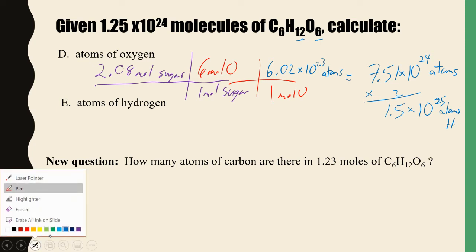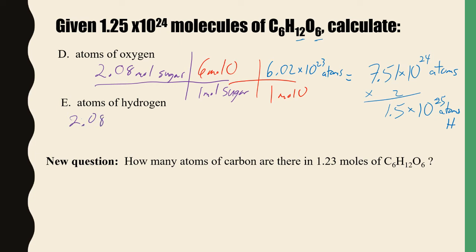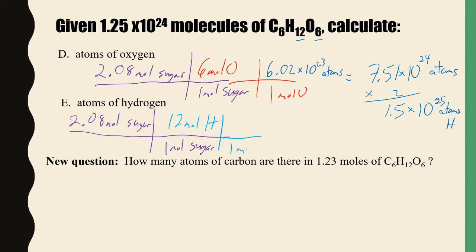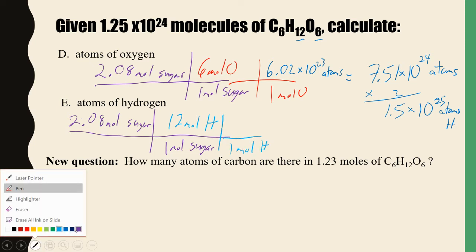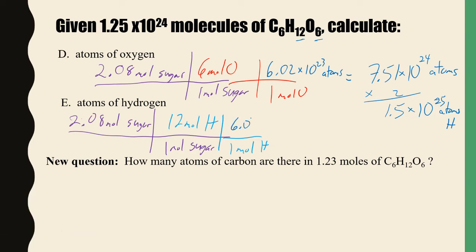Or you can do it the way we just did it above, where you start with your moles of sugar and then work your way that for every 1 mole of sugar, there are 12 moles of hydrogen. And then for every 1 mole of hydrogen, there's 6.02 times 10 to the 23rd atoms. All right. And then when you do that math, you get the same thing. I think you get 1.50 times 10 to the 25th. So the same answer.